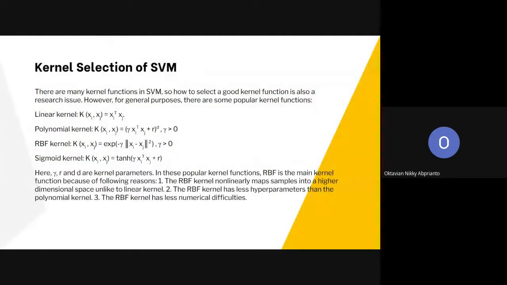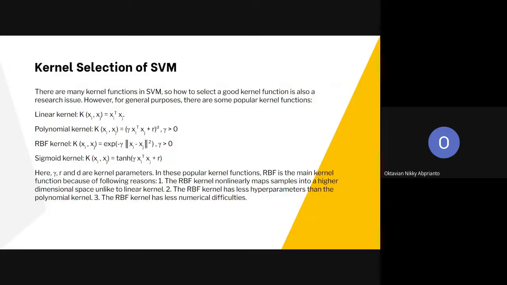The kernel selection of SVM. There are many kernel functions in SVM, so how to select a good kernel function is also a research issue. However, for general purpose, there are some popular kernel functions, which are linear kernel, polynomial kernel, RBF kernel, sigmoid kernel. Here, gamma, r, and d are kernel parameters.